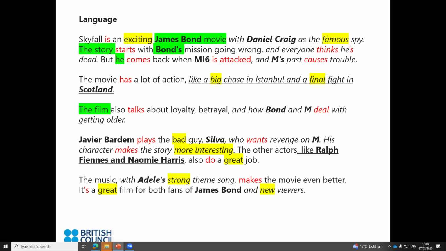And the final group of language is really that language in italics, because what you can see is that every sentence is not just a single sentence, but it's two sentences joined together. The movie has a lot of action, like a big chase in Istanbul and a final fight in Scotland. So another tip to pass to your students, a very simple tip, is to write sentences with two clauses, to join two sentences together, either with like, either with and, either with but.